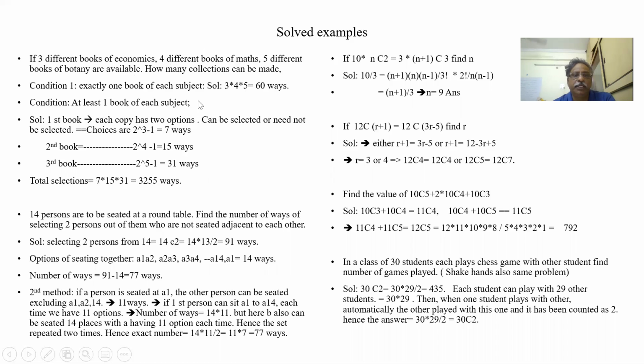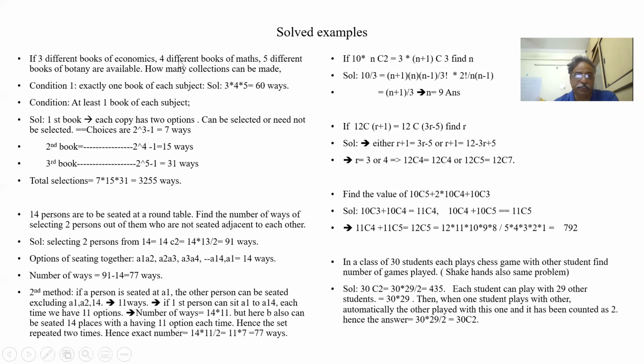It cannot be 0. Earlier I said 1, 0, 0 is not allowed. So it can be 1, 1, 1, or 1, 2, 2, or 1, 2, 1. So at least one I have to select. So the 0 option is ruled out. I cannot select 0 here. At least one book of each subject.